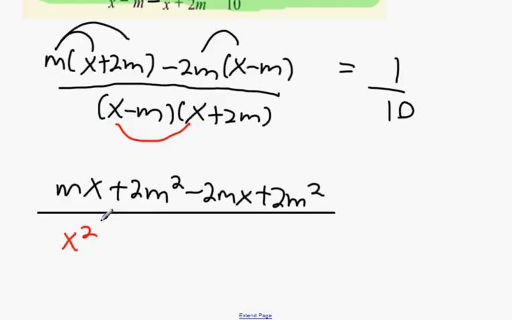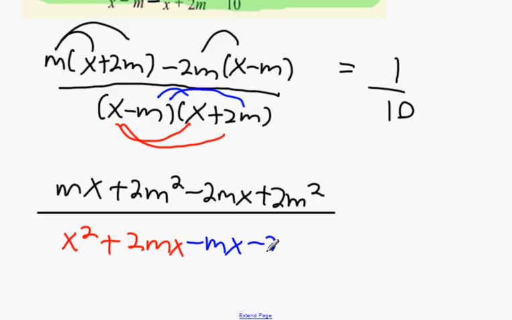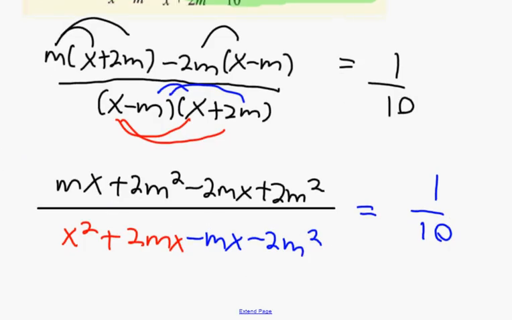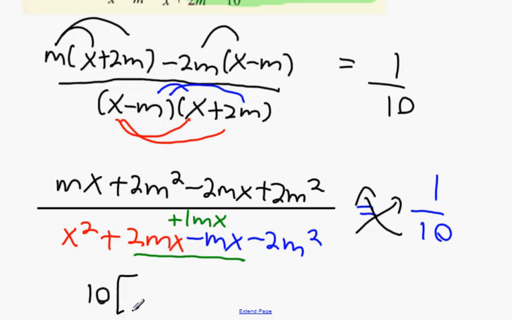Okay, x by x, x squared. x by 2m, 2mx, and then minus mx, and then minus 2m squared equals 1 over 10. Now, what we can do next is we can tidy this up here. This part here, 2mx minus mx is plus 1mx, or just mx. Okay, so on top it's going to be 10. We're going to cross multiply now using our two lines. 10 multiplied by, we're going to tidy this up a little, 2m squared plus 2m squared.